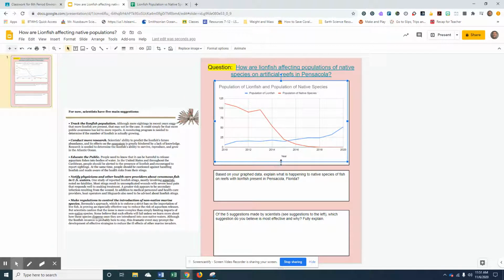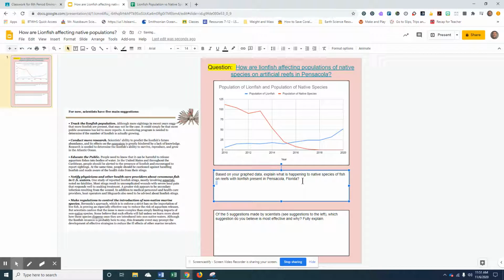Once you've analyzed this graph, you're going to answer question 1 down here where it says, again, explain what is happening based on your graph here. Okay, so give me a sentence or two using the graph as your evidence to answer that question.